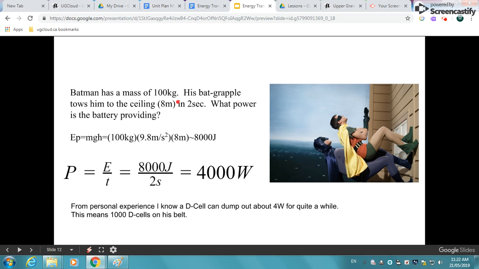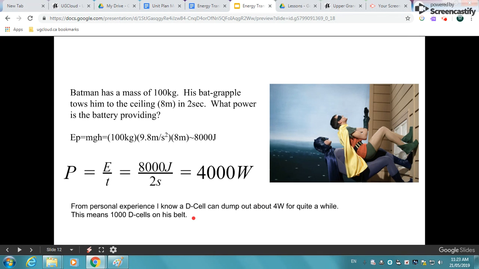Batman has a mass of 100 kilograms. His bat grapple tows him to the ceiling 8 meters high in 2 seconds. What power is the battery providing? Step 1, we calculate how much energy Batman needs to reach the ceiling. Step 2, divide it by the time he took, and we get 4,000 watts on his little bat belt when he gets towed up by his trigger finger.